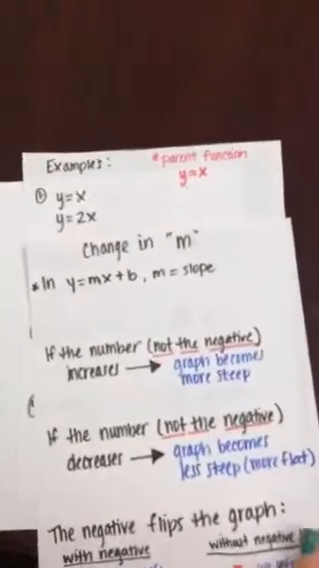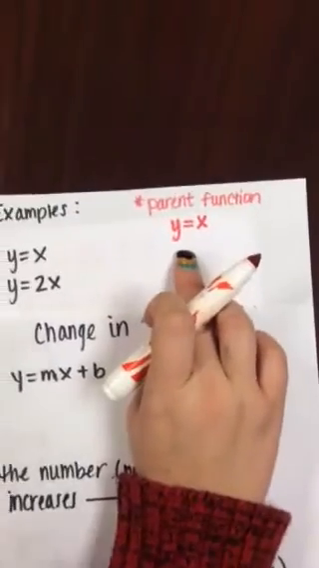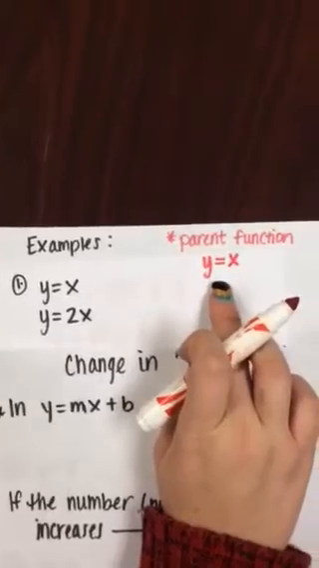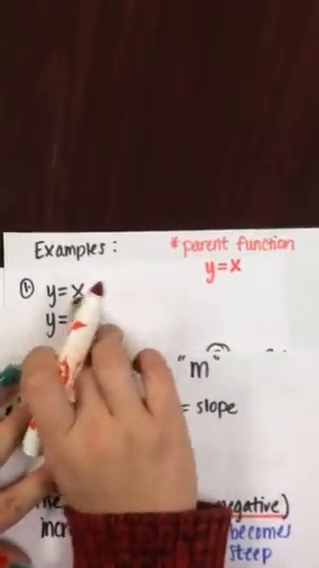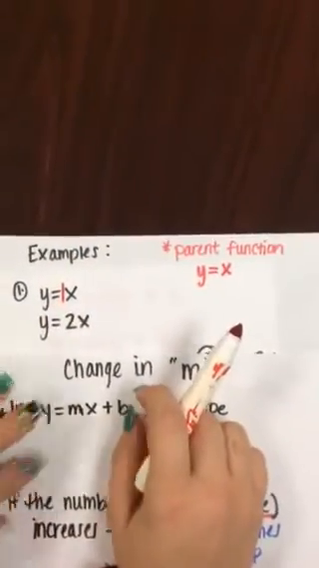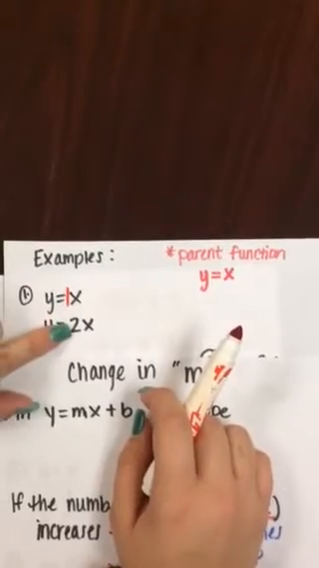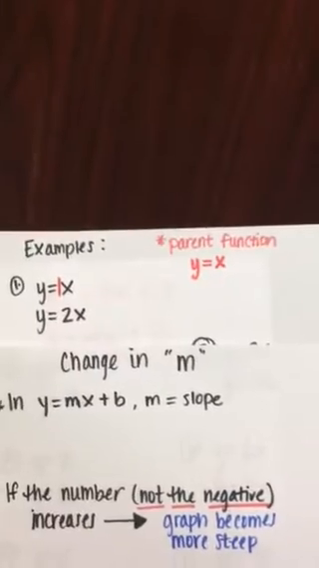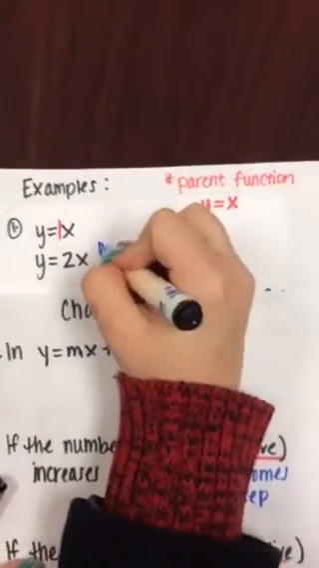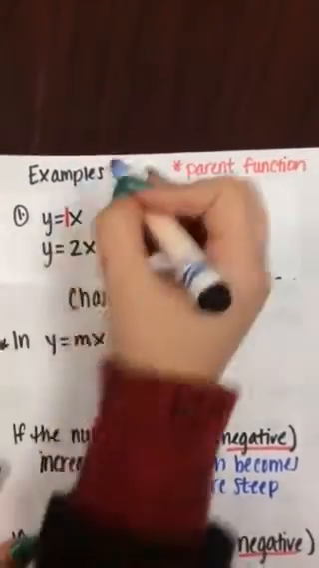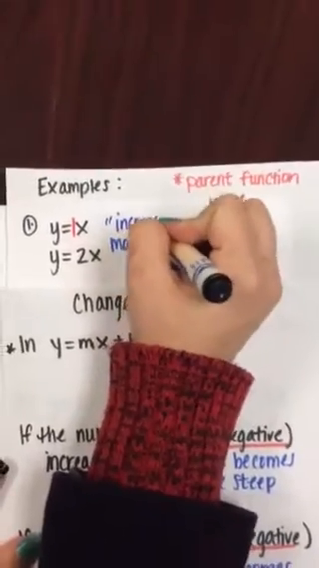So example number 1. We're going to start off with our parent function. Your parent function, remember, is y equals x. That parent function is like the skeleton. It's the base function. Okay, that's as simple as it gets. So if we look at y equals x, remember, in front of x, there is always an invisible 1. So if we just look at the number from 1 to 2, is that number increasing or decreasing? Well, it is increasing. Therefore, our graph would become more steep because it is increasing.